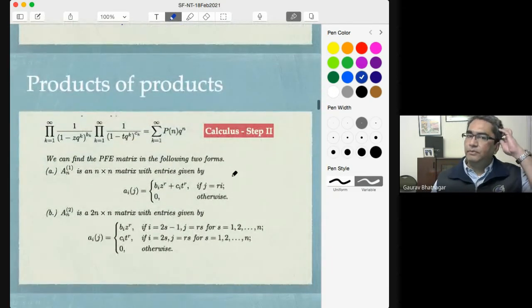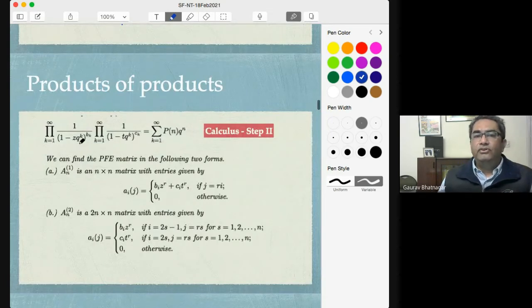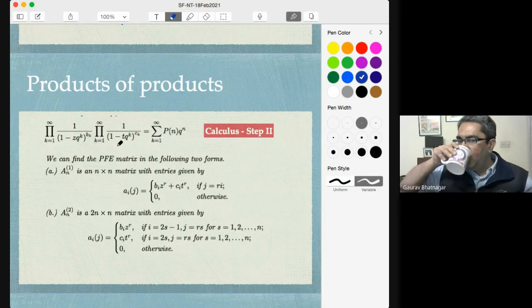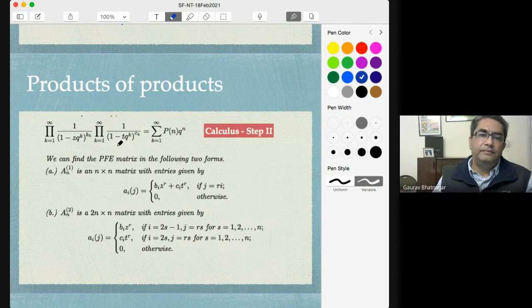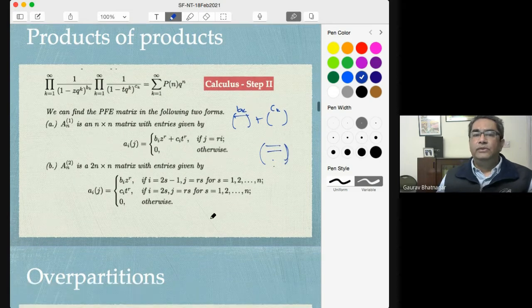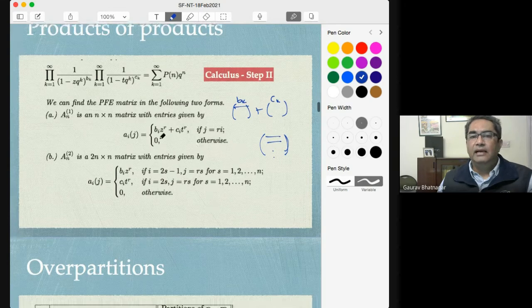So this is our calculus step 2. Here we take the product of two partition generating functions, and when we calculate the partition frequency matrix, we can represent it in two ways. One way is just to take the partition with B's and with C's and just add them together. And that's this. And the other way is that we take a row from here and a row from here and then put it together. So again, very, very similar to the previous one, but this is a very useful thing.